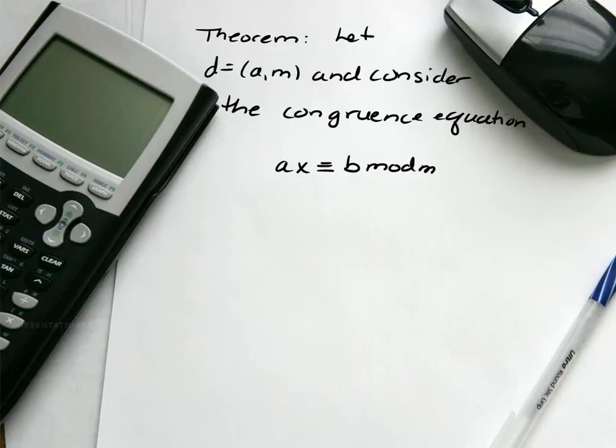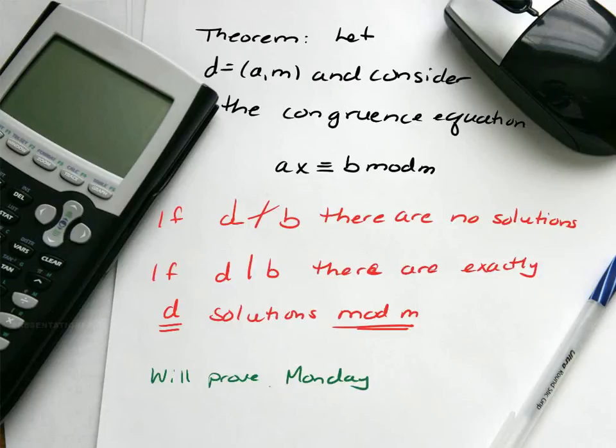So this is the theorem that we're using. If we have the congruence equation AX is congruent to B mod M, and D is the greatest common divisor of A and M, if D does not divide B, then there are no solutions. And if D divides B, then there are solutions, and exactly D solutions mod M. I'm not going to prove this today because I'm going to spend more time on how you compute these things. At some time I do want to prove it for you because it's definitely doable and accessible to you.